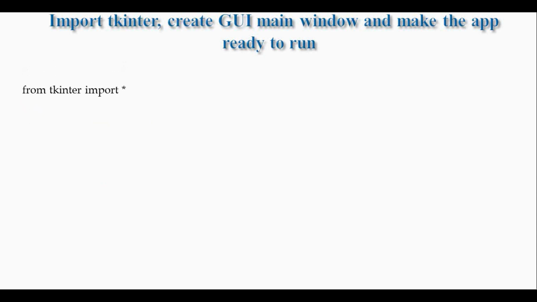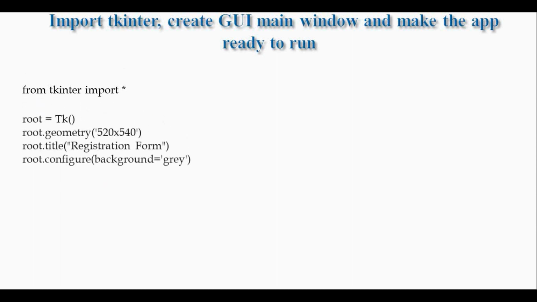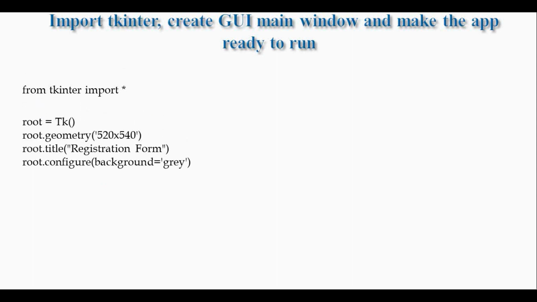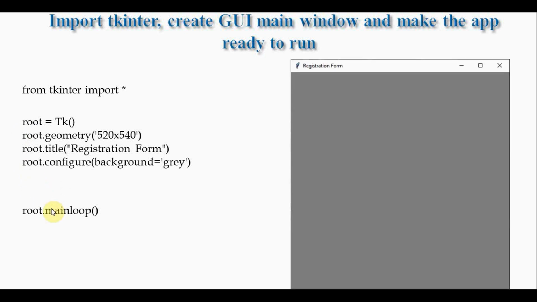So from Tkinter you are importing all modules, and we are then creating the GUI main application window. Here we are mentioning root.geometry, the height and width of the main application window, and I am setting a title and setting the background color as gray. And finally the app will be ready to run only after giving root.mainloop. All the code must be written within this part. So the output will be a simple gray colored application window with the title registration form.